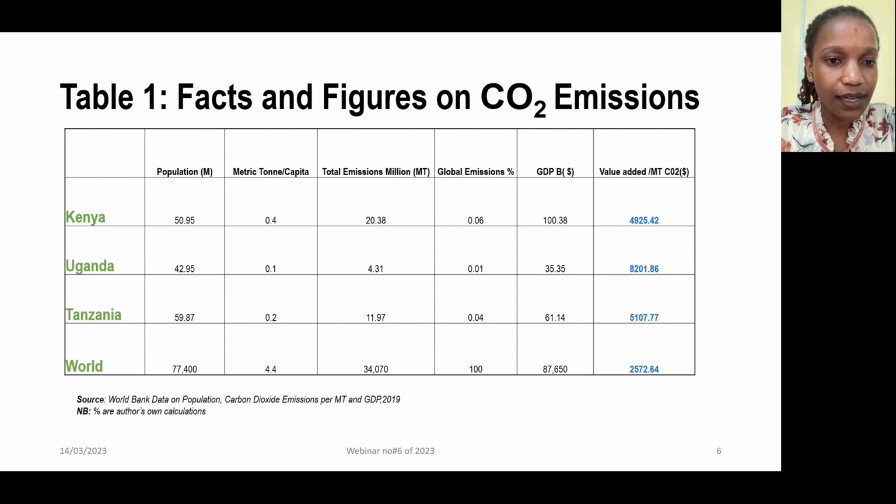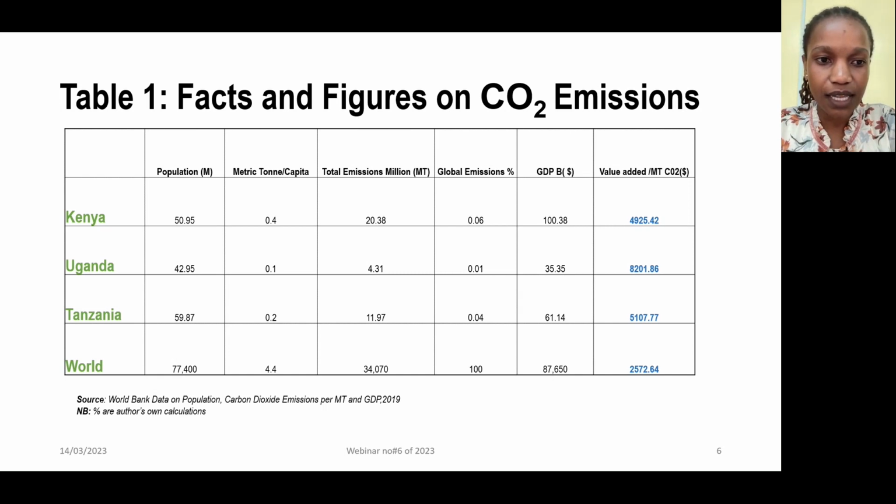Looking at this table, Kenya's metric ton per capita is 0.4. Uganda's metric ton per capita is 0.1. Tanzania's metric ton per capita is 0.2, and the global one is 4.4 metric ton per capita. If you combine Uganda and Tanzania, it's actually less than Kenya's metric ton per capita, showing that Kenya emits more CO2 metric ton per capita compared to both Uganda and Tanzania, and it's less than the global metric ton per capita. This is shown in the global emissions.